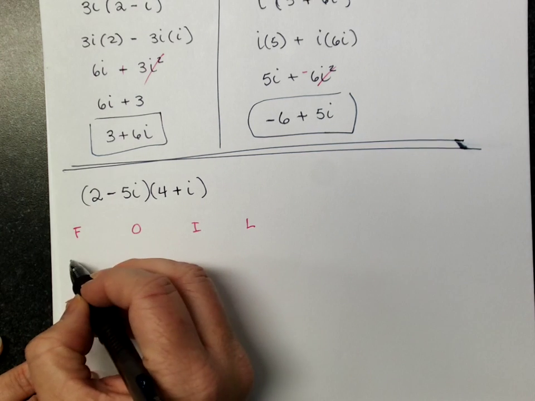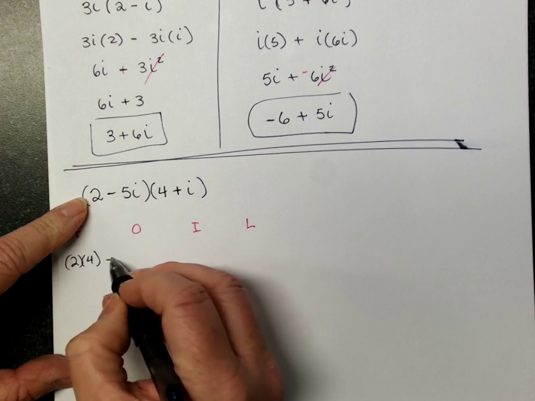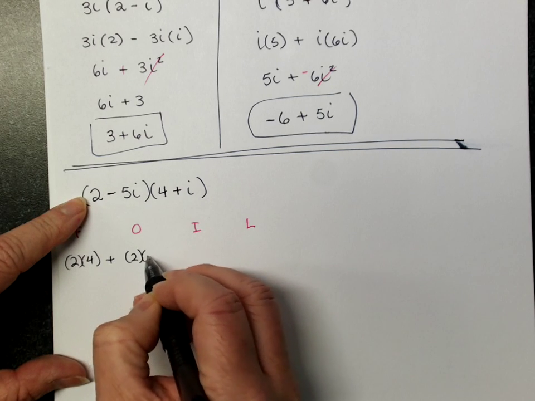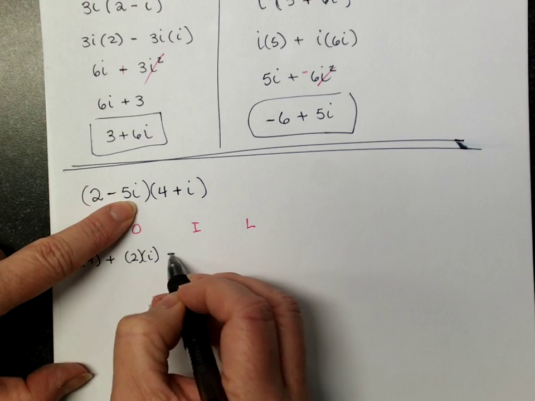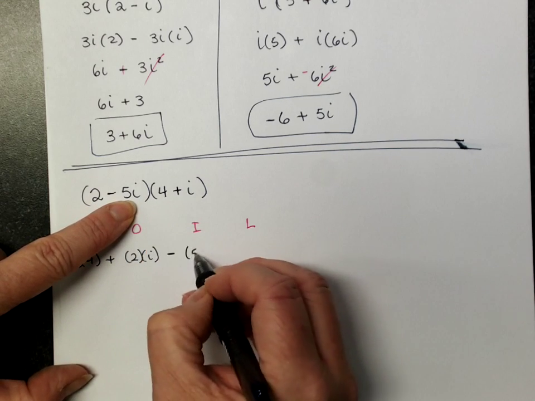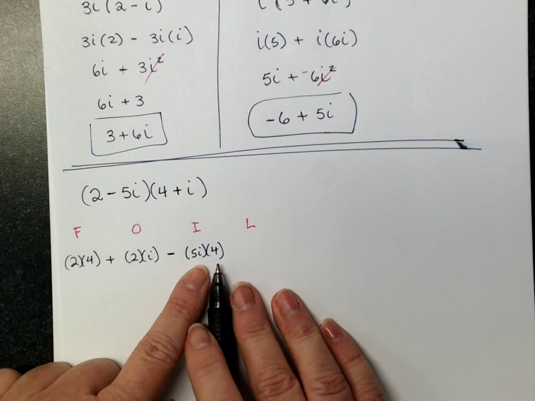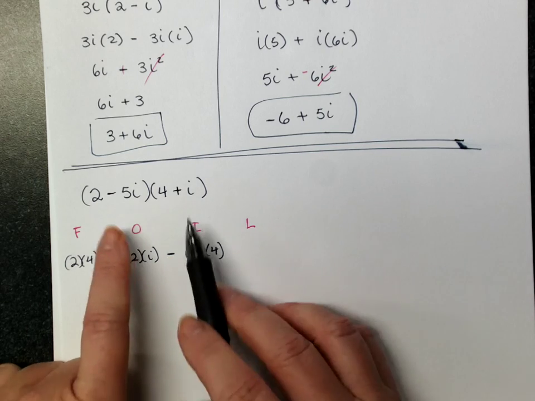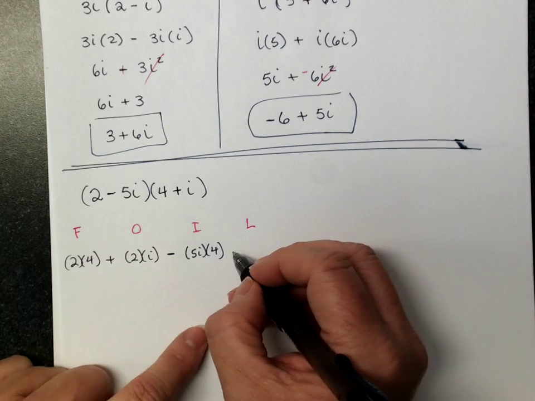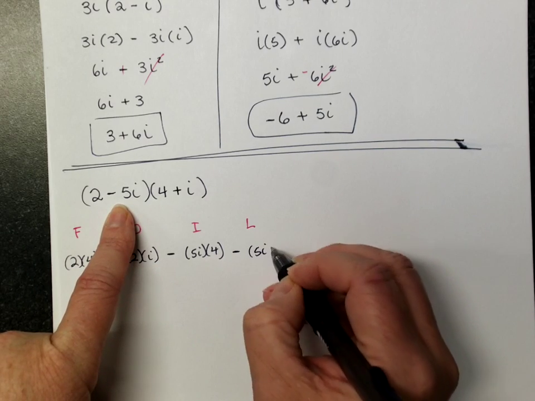So this is just a positive 2 times a positive 4. And then my outside terms are both positive, so I put a plus sign. My inside terms, 1 negative, 1 positive, so I put a subtraction sign, and then I just put 5i and 4 in parentheses. Everything in parentheses, I put the positive version. I take care of whether it's positive or negative with the operation in front. My last terms, 1 positive, 1 negative, so I just put a subtraction sign, and then just put 5i times i.